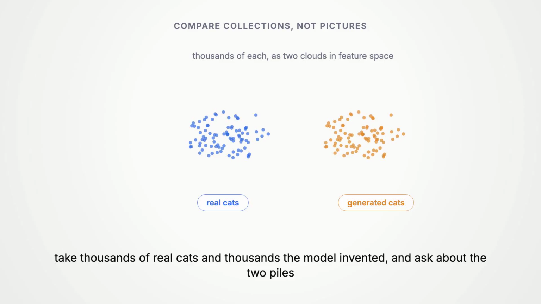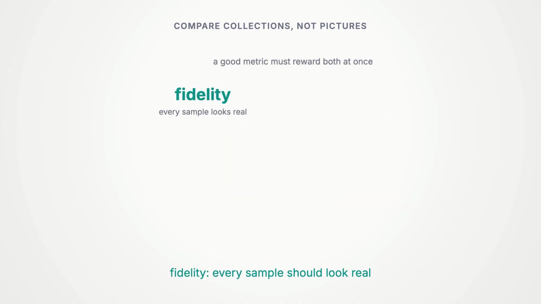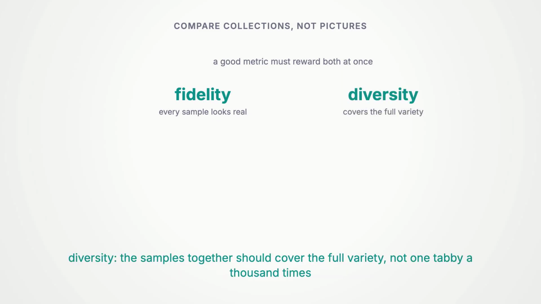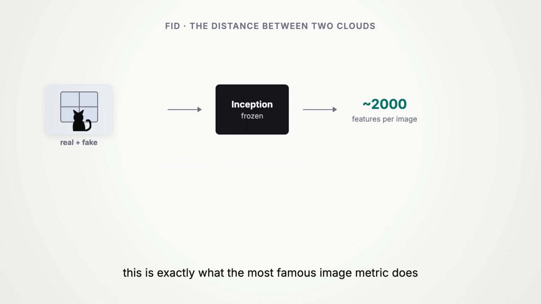Last season we said a generator is secretly learning a probability distribution, the hidden shape of what real data looks like, and then drawing fresh samples from it. So good generation has two parts that pull against each other. Fidelity, every sample should look real. And diversity, the samples together should spread out and cover the full variety of real cats, not just paint the same ginger tabby 1,000 times. A good metric has to reward both at once. And the only way to see both is to stop staring at individual images and step back to look at the entire cloud. This is exactly what the most famous image metric does.